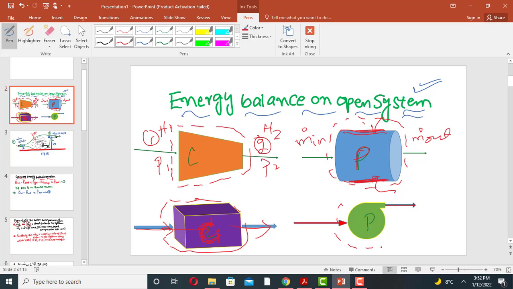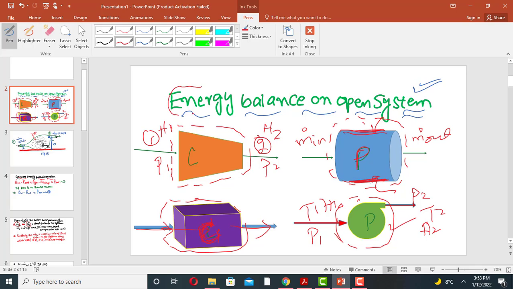This is a pump. The pressure here is P1, pressure here is P2. The temperature here is T1, here is T2. And again the enthalpy here is H1, here is H2. So this is an open system.